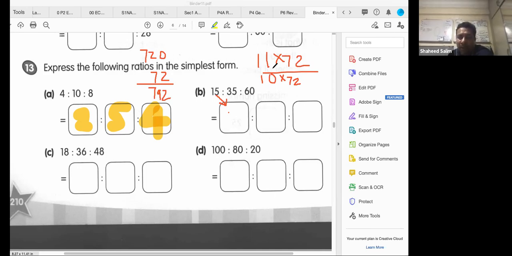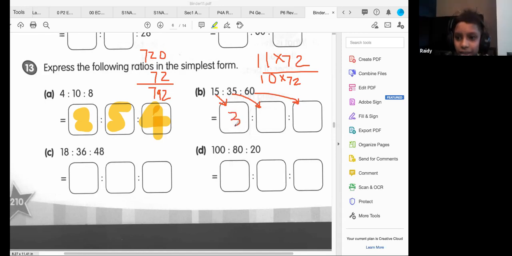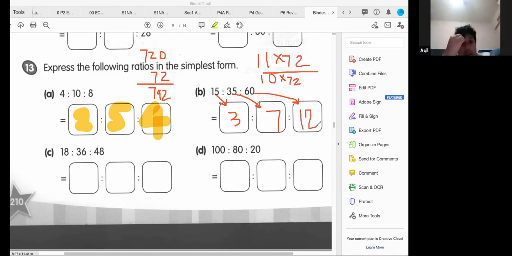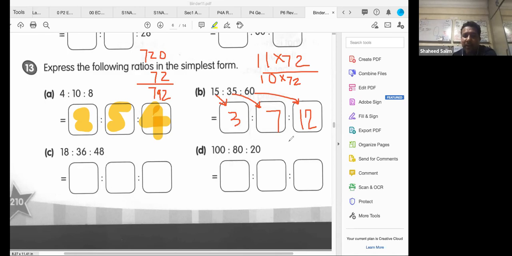31 times 11. While we are waiting for the rest, Mr. Shakil or Shafia, what's the answer for this one? Divide by 5. Yeah, tell the answer. I'm waiting for you. I've been calling you for so long. 3 4 1. Congratulations. 3 4 1 is correct.